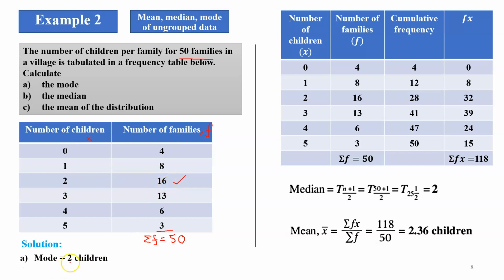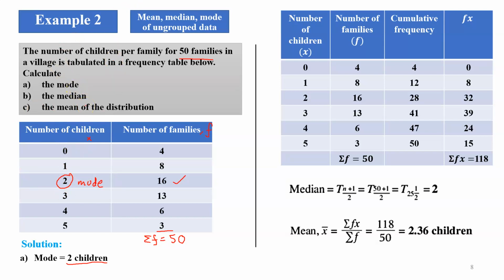The number of children with the highest frequency is 2, so the mode will be 2 children. You don't write down that the mode is 16. No, 16 is the frequency. The mode will be the X, this one. Jangan pula ambil 16. 16 tu bilangan dia. So mode tu adalah yang mana yang paling tinggi kekerapan dia. So the number of children is 2.